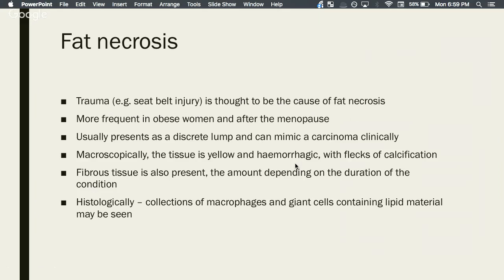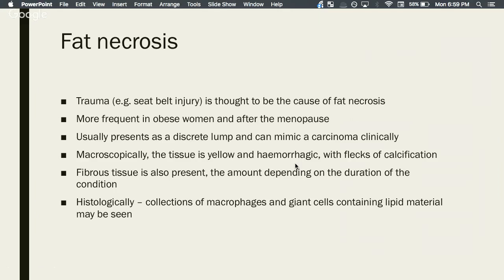Yep, cool. So it's basically a trauma-related breast lump. It's usually a discrete lump, again after trauma, and it tends to last a while. I have seen a woman with multiple fat necrosis lumps. It's hard to differentiate from a carcinoma, and that actually causes problems later down.